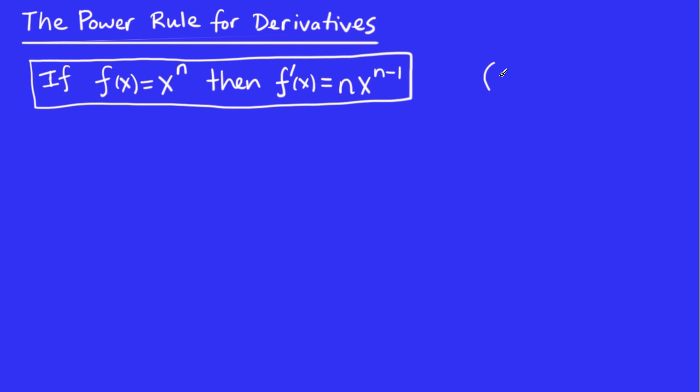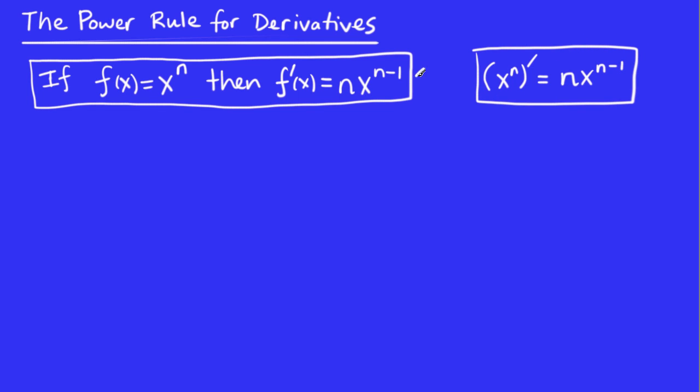And why don't I just write it another way as well? Same thing. The derivative of x to the power of n is n x to the n minus 1. Okay? Just a different way of writing it. I like both ways. So these are the same thing here, okay? So why don't we practice that a little bit? Let's do some examples here.